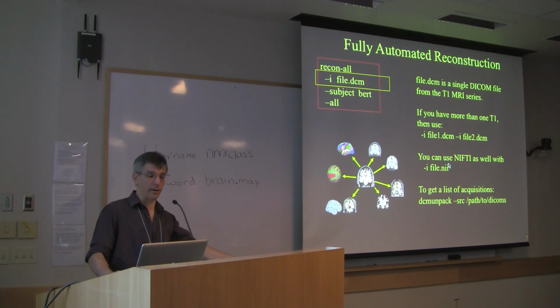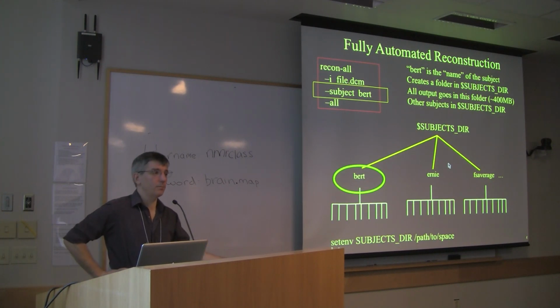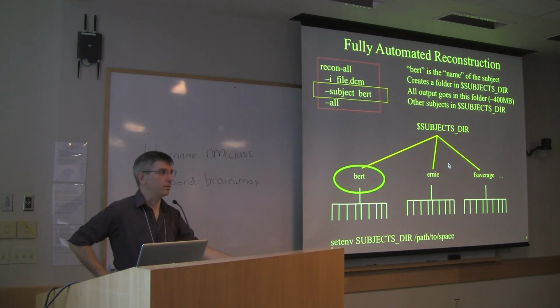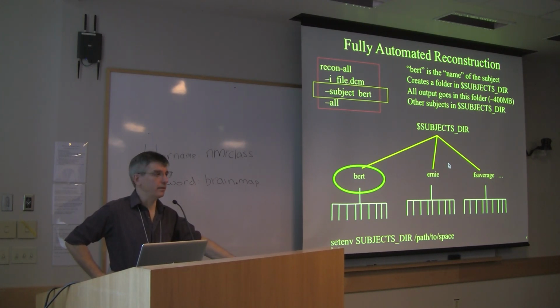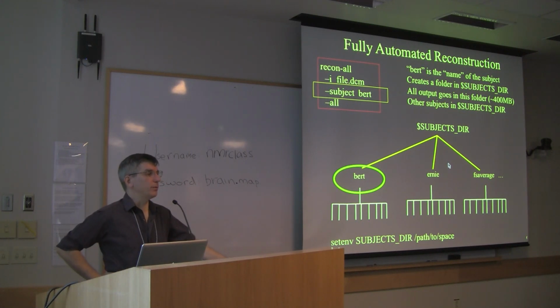Okay, so that's the input file. The second flag is -subject, and the argument to this flag is called bert. And the bert, whatever the argument is to the -subject flag, is going to be the name of the subject, or also called the subject ID. And so what FreeSurfer is going to do is it's going to go out and create a directory, a folder, and it's going to do all of its analysis inside of this folder. And I'll go into great detail about what's inside of the folder.